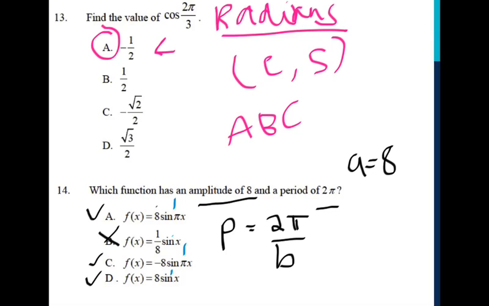We're looking for a period of 2 pi. So that means it would have to be 2 pi equals 2 pi over b. So naturally b has to equal 1 because the only thing you can divide 2 pi by to get 2 pi is 1. So I already eliminated b. That means my answer has to be D because there's nothing in front of this x right here.